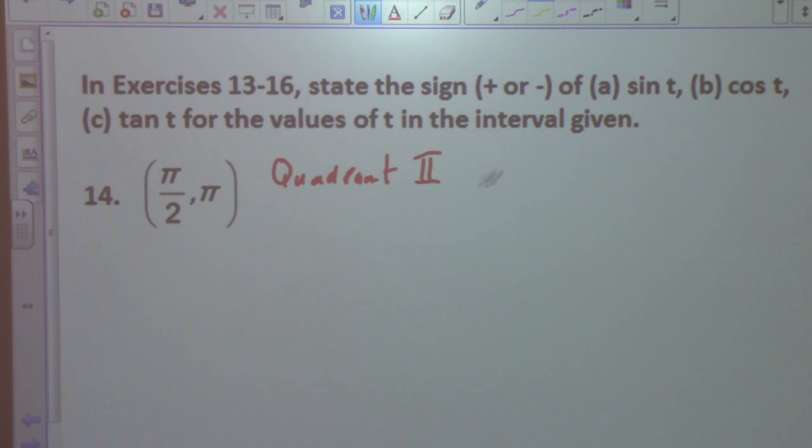So, in this whole thing, all students take calculus. What does it say in quadrant 2? So sine is positive, right? So you have sine t is greater than 0. What about cosine t?